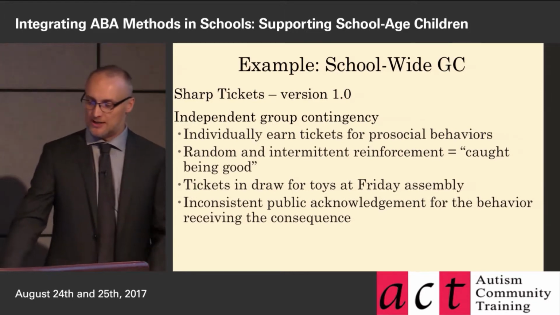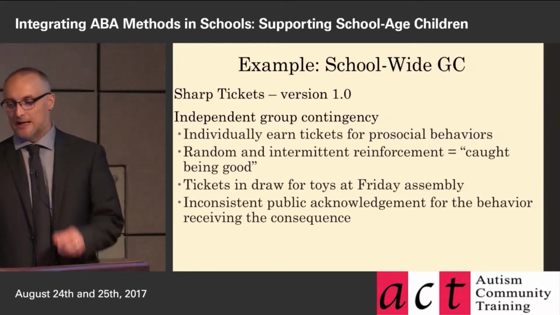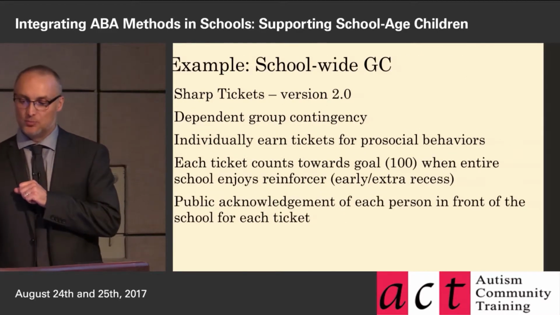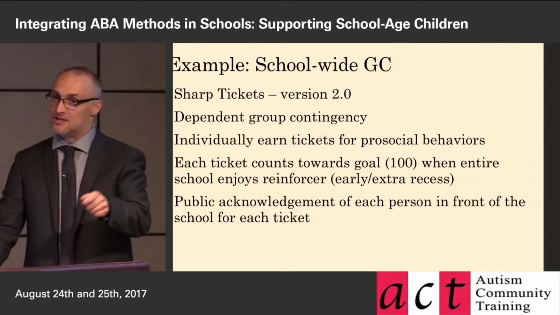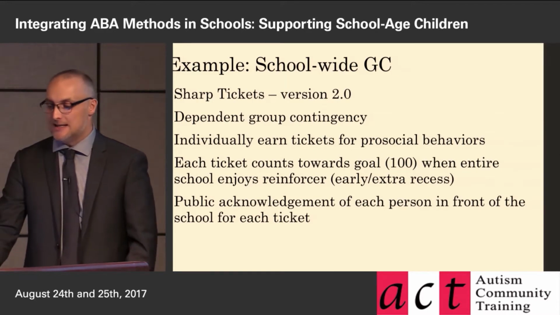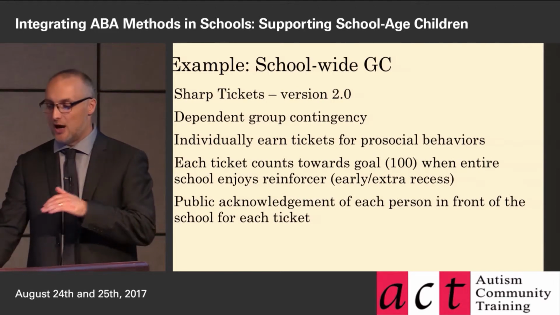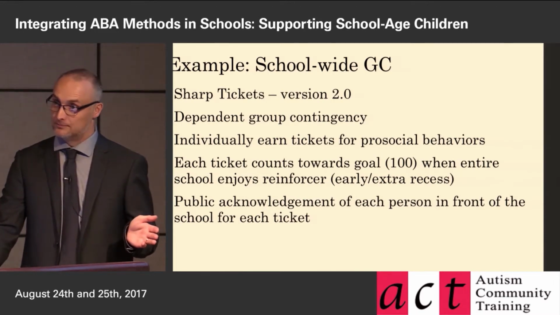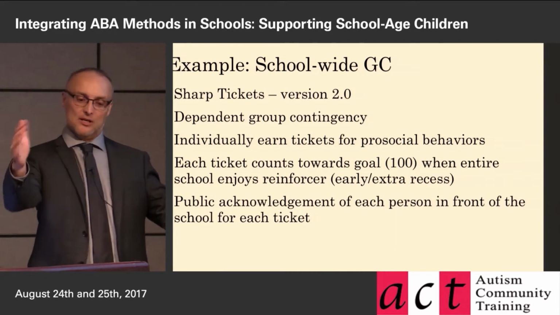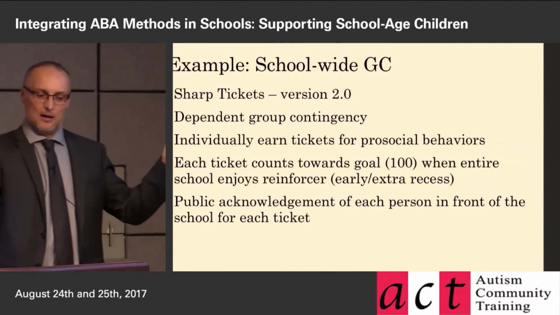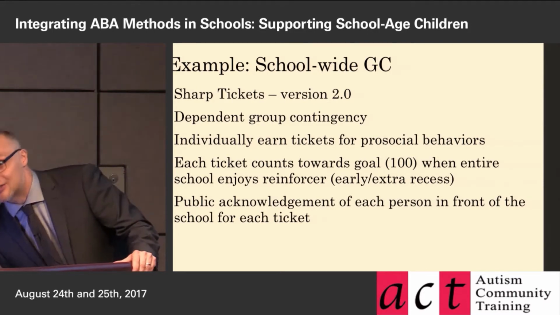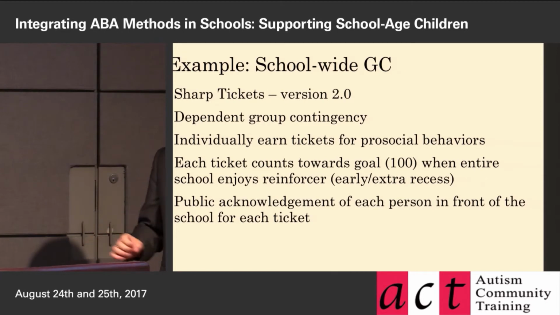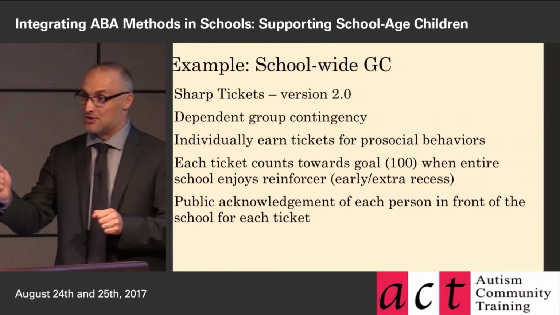So then they changed it the next year and kind of improved on it by moving from an independent group contingency to a dependent group contingency. So they individually continued to earn tickets for pro-social behavior. The teachers could still issue these for pro-social acts. Each ticket then counted towards a goal of 100. And once they hit 100, then the entire school got a reinforcer altogether. So there was a big deal in the office. They had a little board put up where they would put the tickets up and everyone could see the rows filling up and students would stop by and check, right? And then they go out and be more pro-social, hoping they get a ticket and be the one to bring them up to the top.